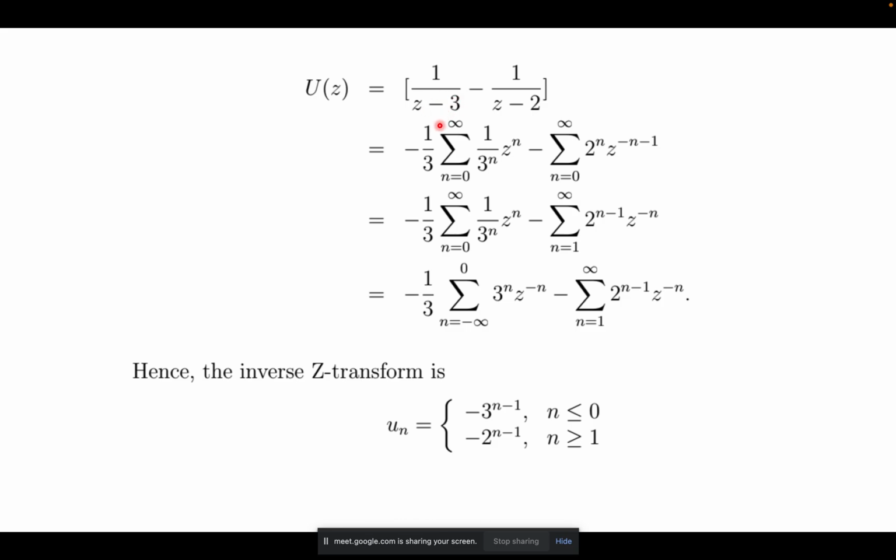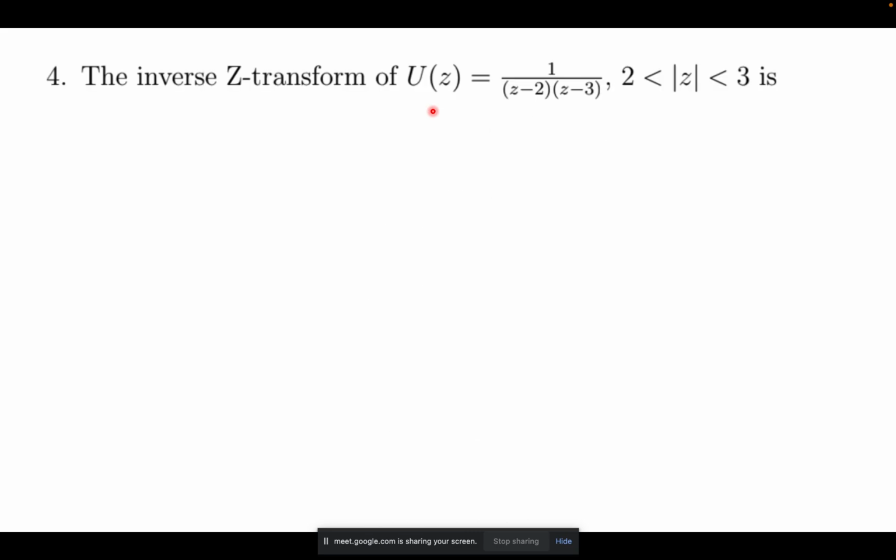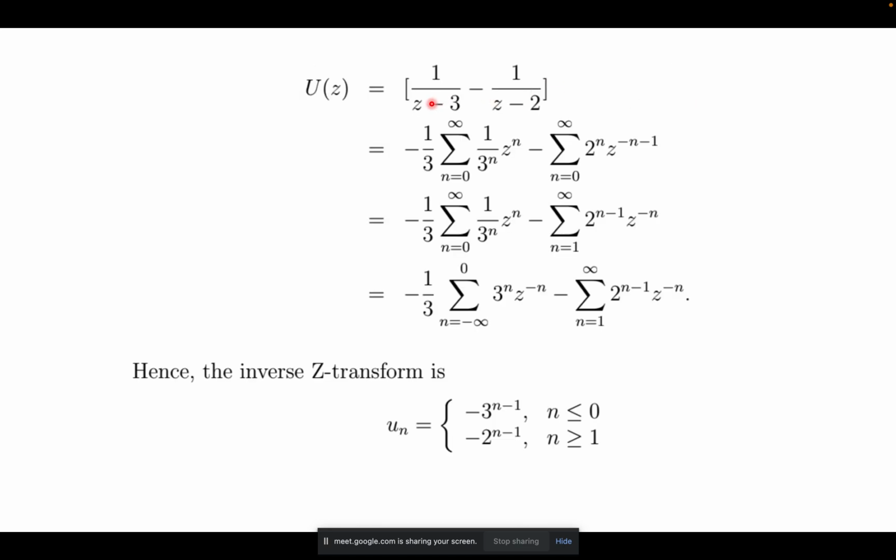I will be left with 1 upon 1 minus z by 3 if I take minus 1 by 3 outside. And this is saying the limit that modulus of z is less than 3. So basically from that I can write the series summation of this, right?